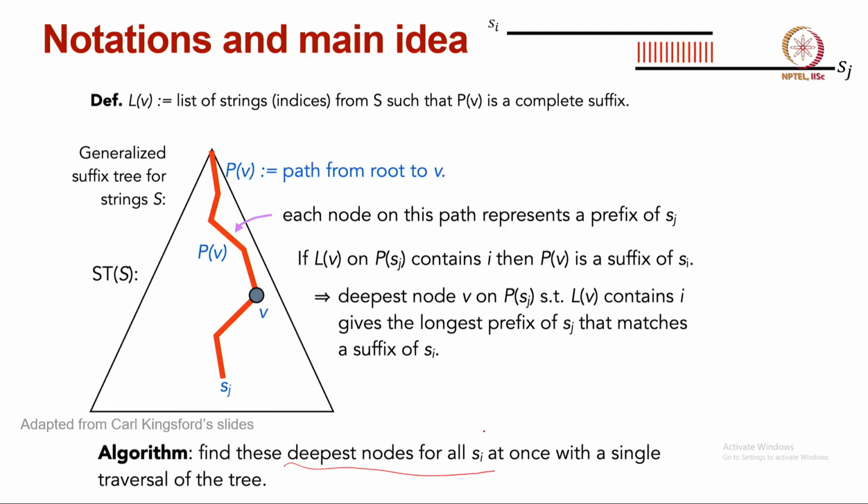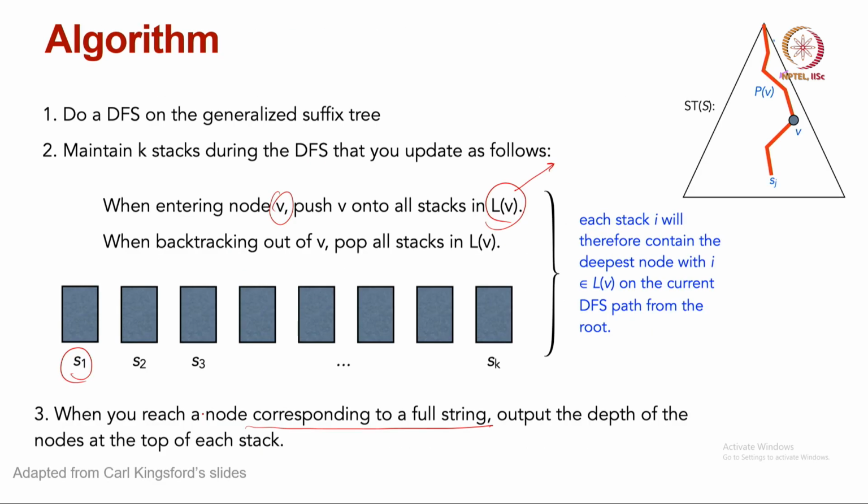So, for example, that would be node Sj here. When I reach such a node, I am going to look at these stacks and output the depth of the top of each stack, because the depth first search works in a way that the deepest node will be at the top. So, I have to look at the top of these stacks when I reach such a node, and from the top I can access the longest common prefix match.